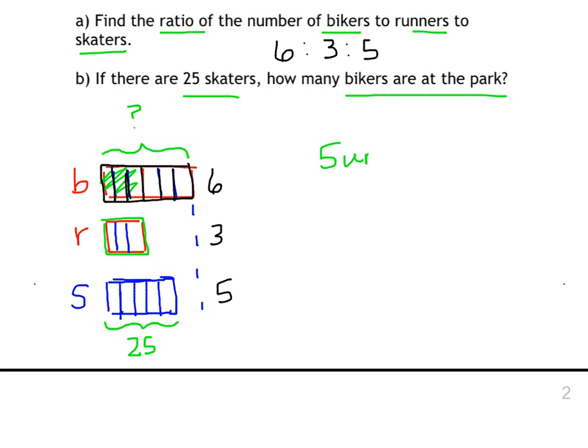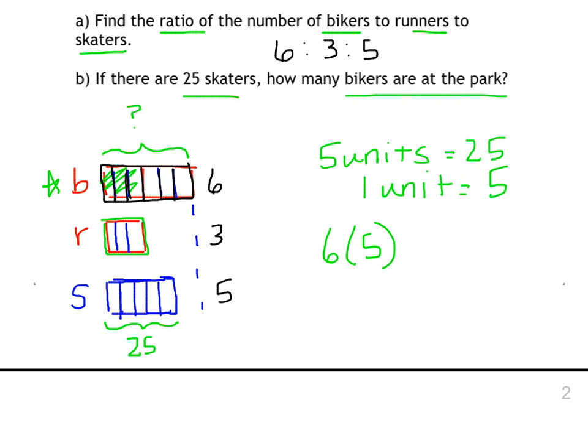So 5 units equals 25 skaters. If I divide by 5, that means that 1 unit, each of those small little bars, is equal to 5 skaters. And if every little bar is 5, then if I go back to the bikers, there are 6. So we're going to take 6 units times 5 athletes per unit, and we get a total of 30 bikers. And it looks like we have solved the problem.